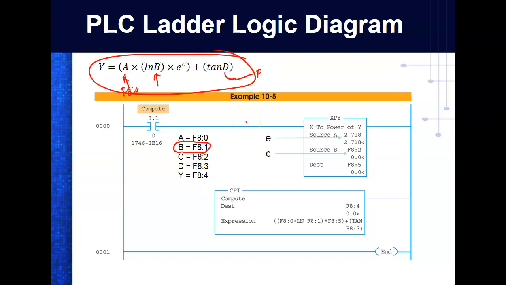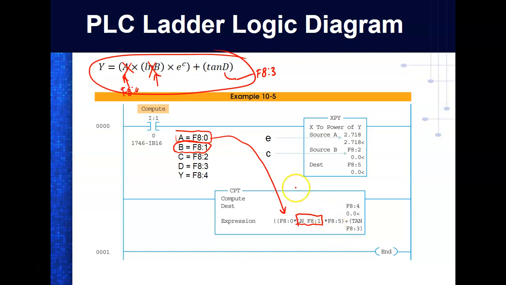Are we through? Anytime I see D, I'll use F8:3. Okay. So here it says natural log, and what are we supposed to do? We're going to take the natural log of B. This says A, so anytime I see A in my equation, I've assigned these addresses. So there's A. Okay, so that takes care of that one, right? This takes the natural log of F8:1. That takes care of that one.